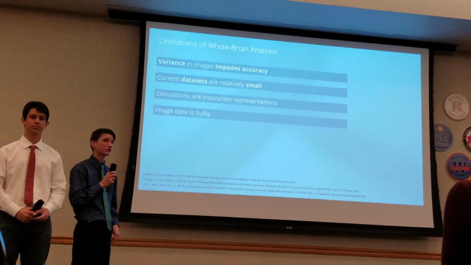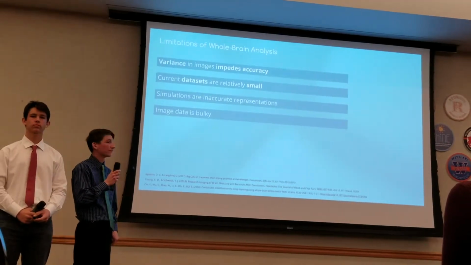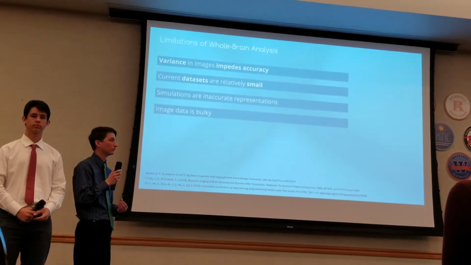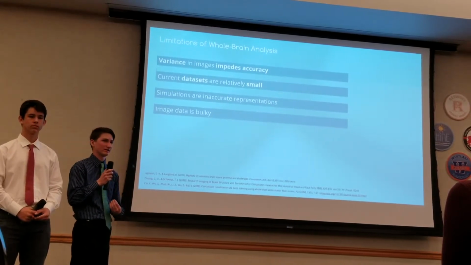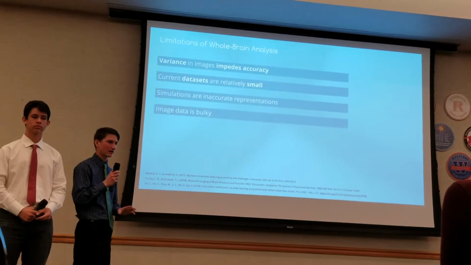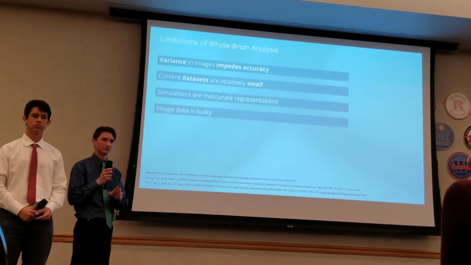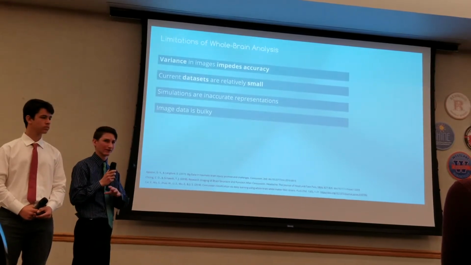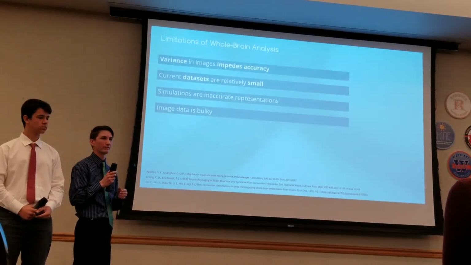Now, for the limitations of whole brain analysis, the variance in images makes it very difficult for the AI to always predict the correct diagnosis, because there are so many differences in a person's brain compared to the Worcester model. There are small things, like everybody's brain is slightly bigger or smaller, that make it hard to determine.